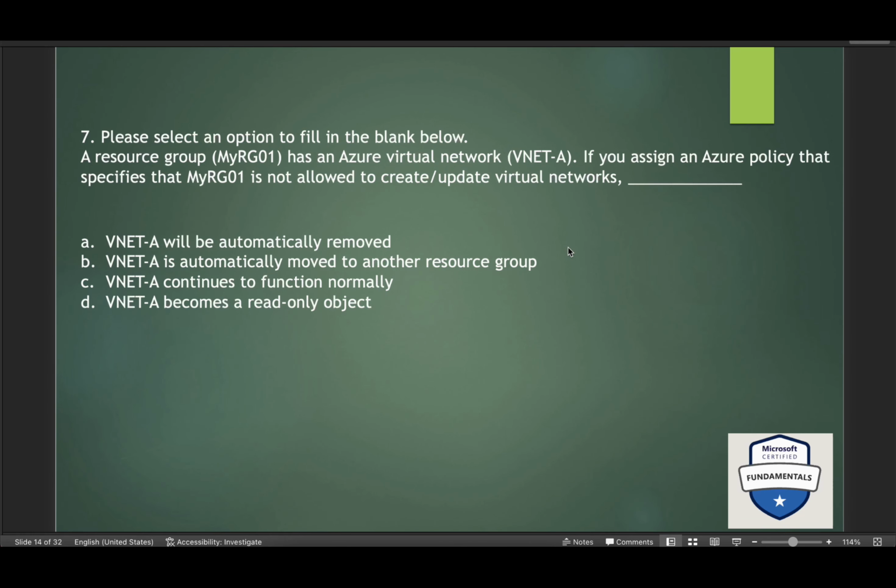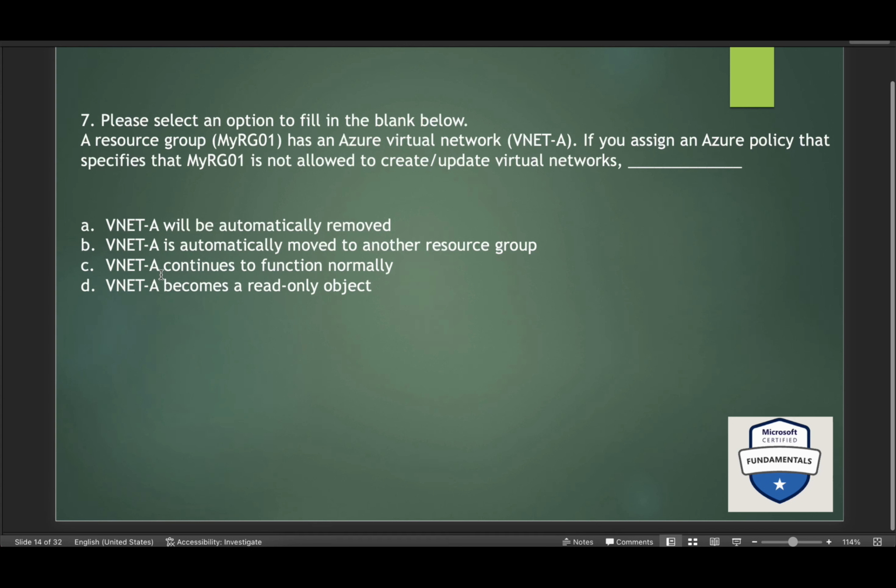Okay. Please select an option to fill in the blank below. A resource group MyRG01 has an Azure Virtual Network VNet A. If you assign an Azure policy that specifies that MyRG01 is not allowed to create update virtual networks, so then what will happen? VNet A will be automatically moved to another resource group, continues to function normally, becomes a read-only object. So here option number C is correct. So basically it continues to function normally.